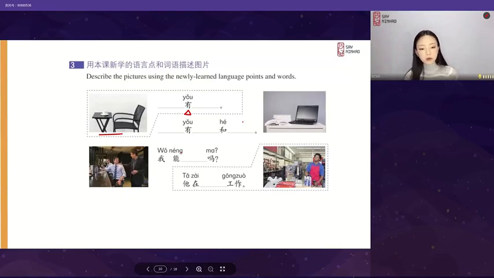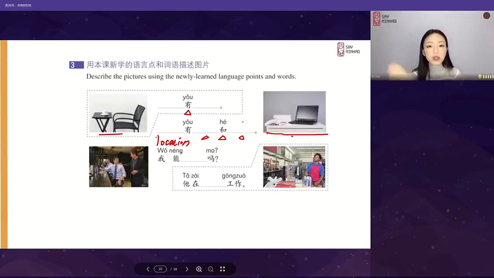Next one is still 有, but we need to use 和. 和 means and, which means we will connect two elements here. And before 有, there is a location, right? Location. So try to fill in the blanks. We can see there is a desk, and on the table there are books and a computer. Okay, try to say it. On the table, 桌子上, 桌子上有书和一个电脑, okay? 桌子上有书和一个电脑.